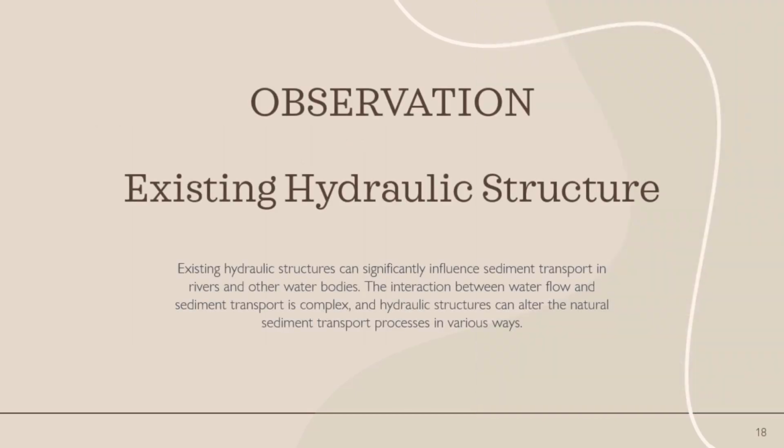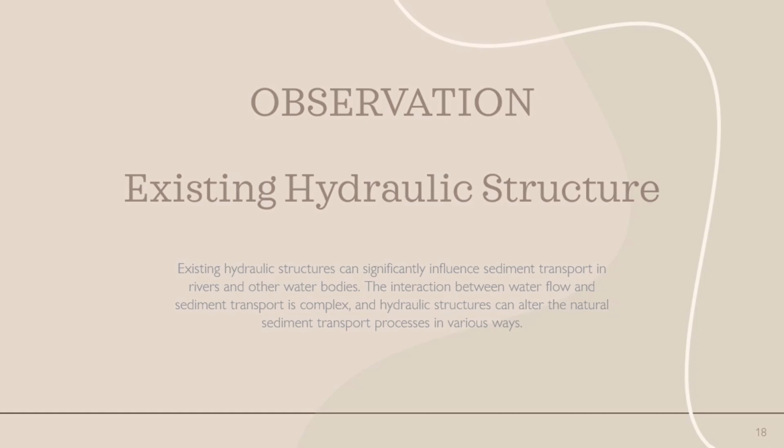The next one is the observation of the existing hydraulic structures that we can find. Existing hydraulic structures can significantly influence sediment transport in rivers and other water bodies. The interaction between water flow and sediment transport is complex, and hydraulic structures can alter the natural sediment transport processes in various ways.